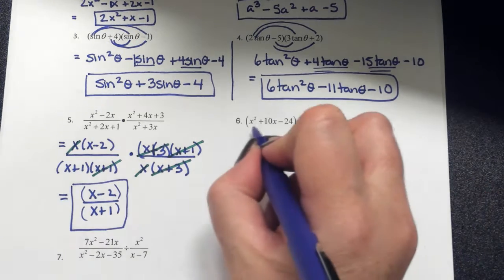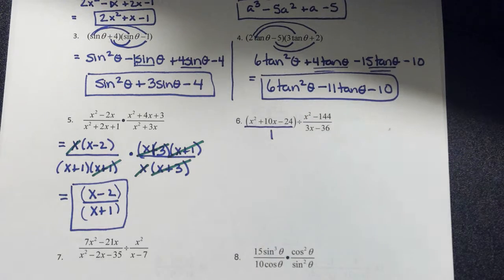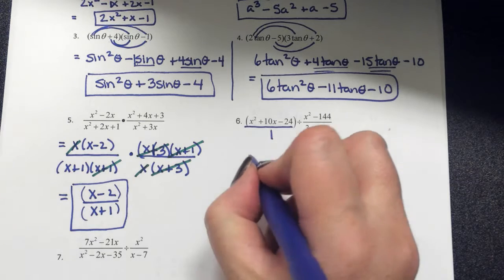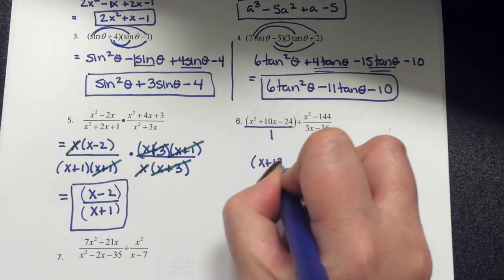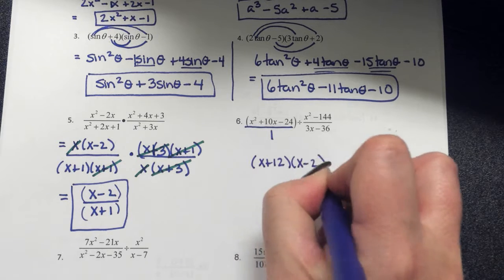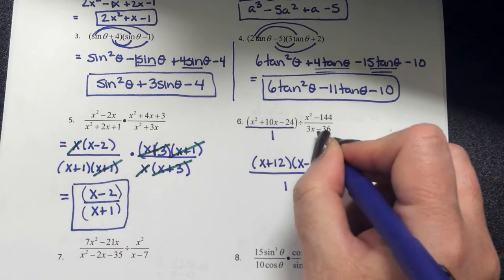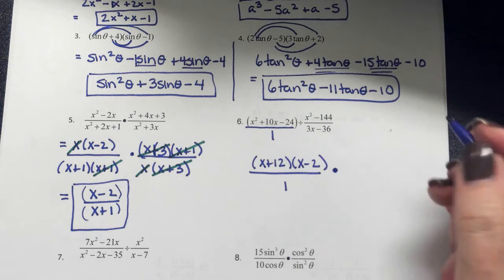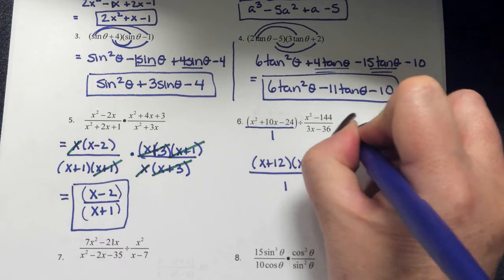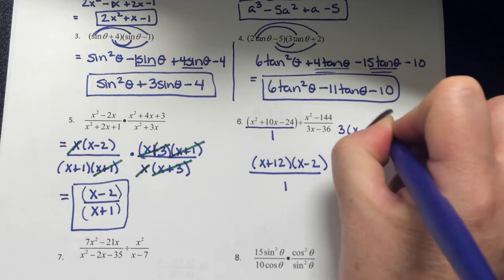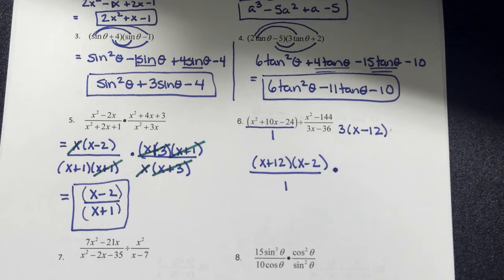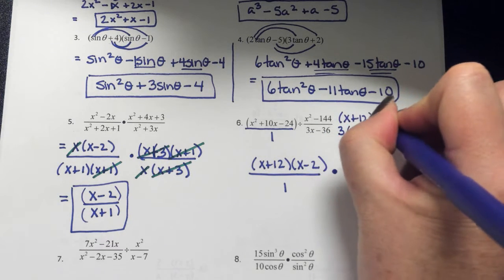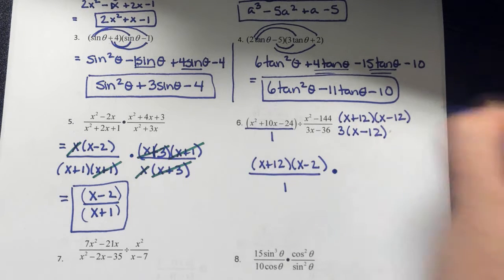Remember, in number 6, this actually is a fraction over 1. So my numerator is x squared plus 10x minus 24. So I can factor that into x plus 12 times x minus 2, all over 1. Remember, when you're dividing fractions, you actually multiply by the reciprocal. So when I factor 3x minus 36, I can take out a 3, and that'll leave me with an x minus 12. X squared minus 144 is a difference of squares. That will factor into x plus 12 times x minus 12.